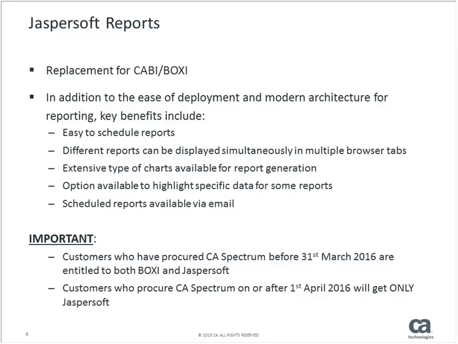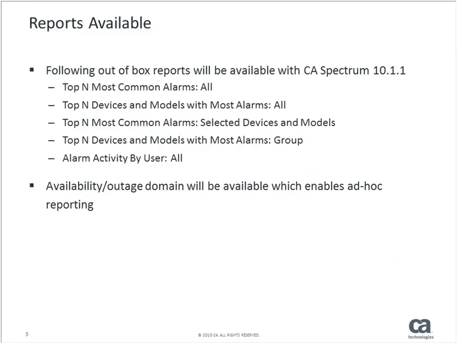The rationale there, the thought process that we have there is, there are some large customers who use Boxy pretty heavily with Spectrum today, and we want to give them at least 12 to 18 months lead time where they can try out Jasper and then use the new solution gradually as they move in there. As you would imagine, Spectrum has around 100 out-of-box reports that we provide in the first iteration.